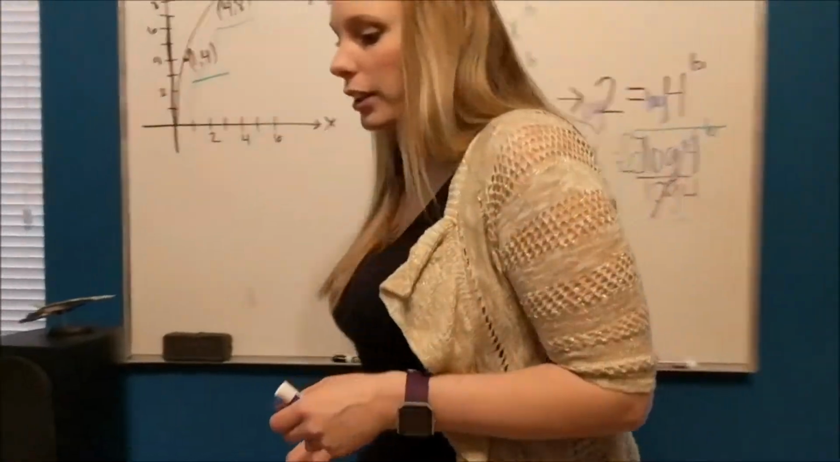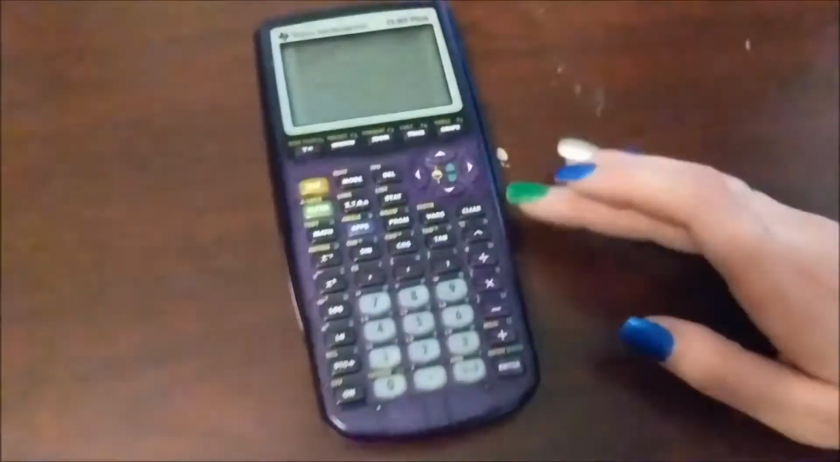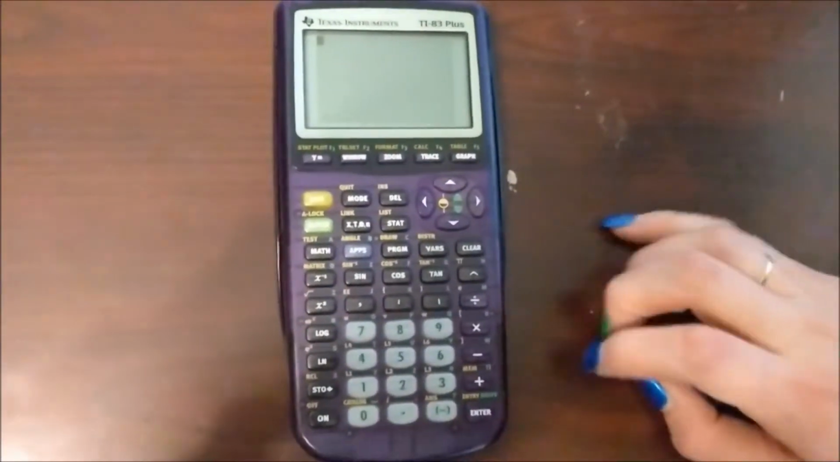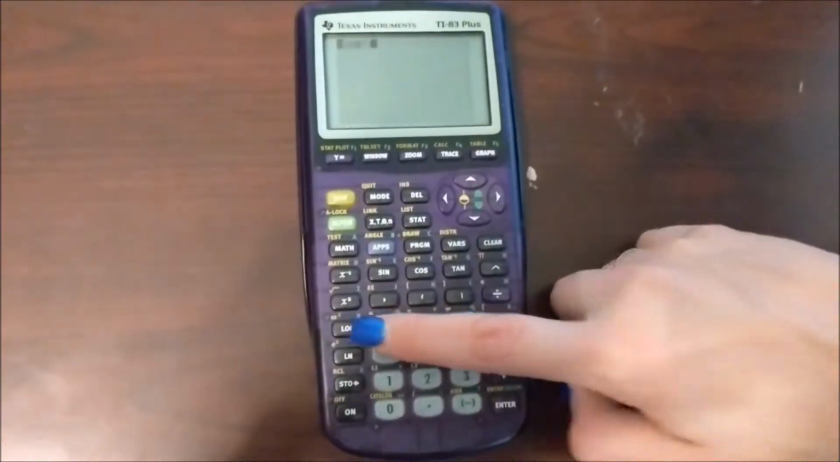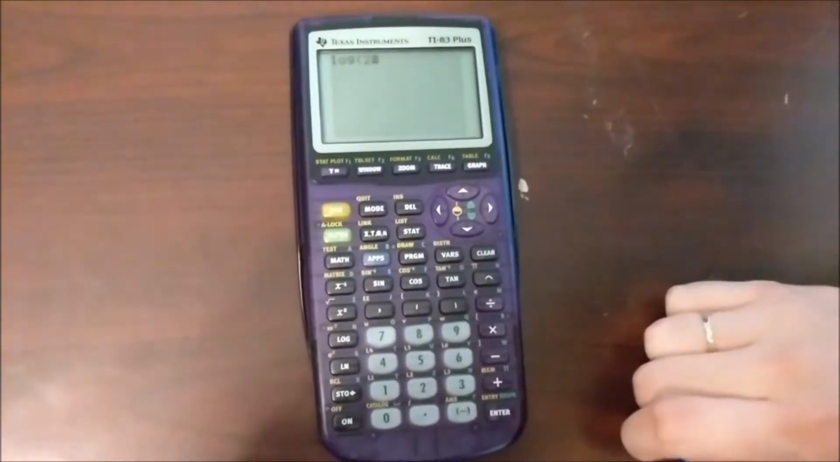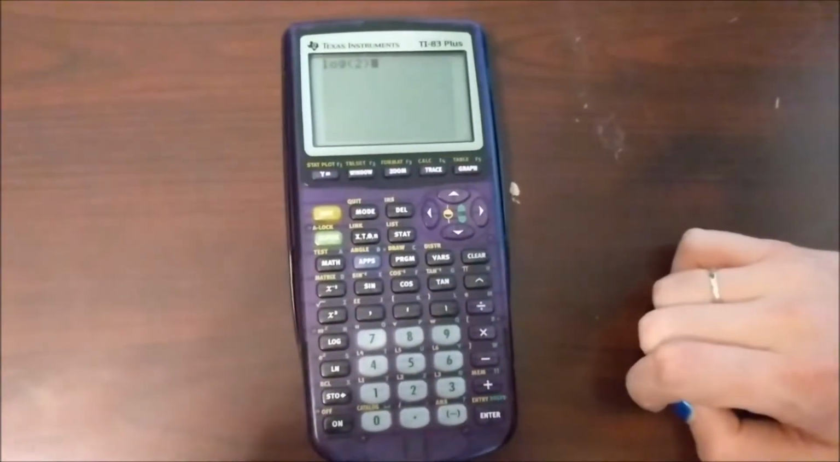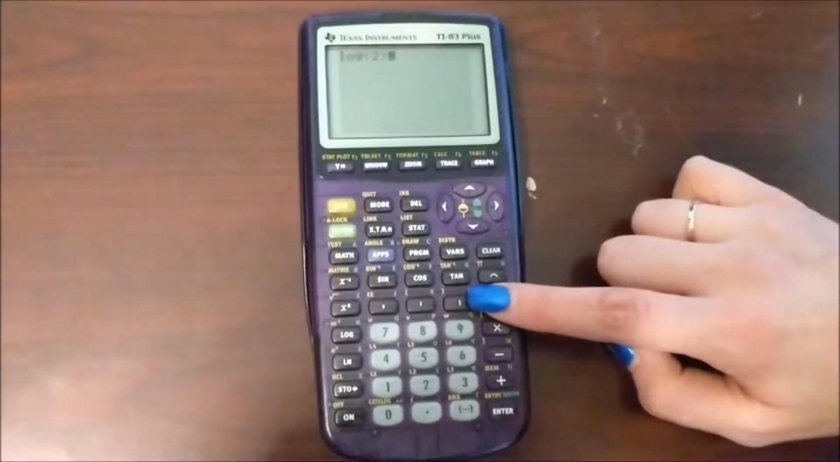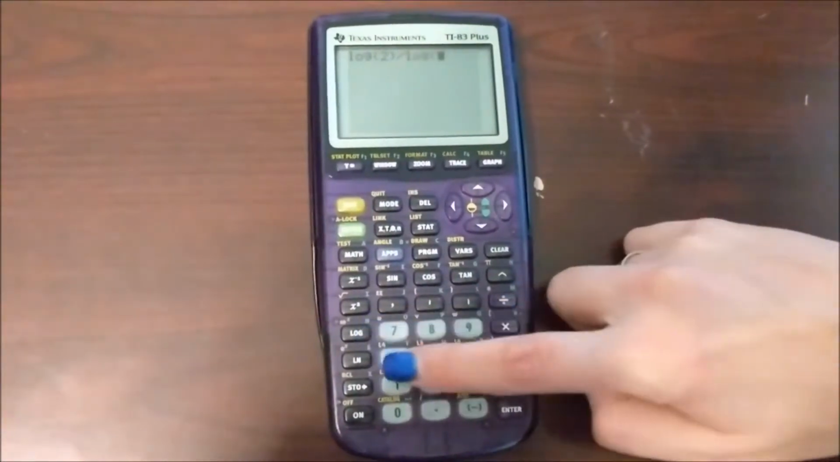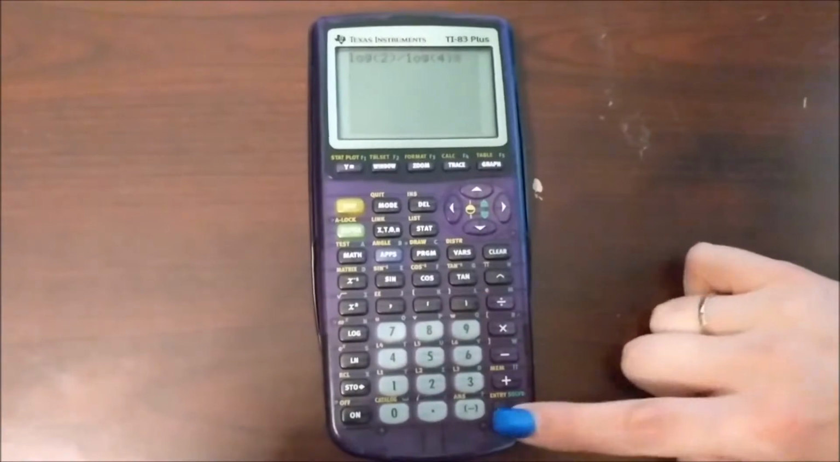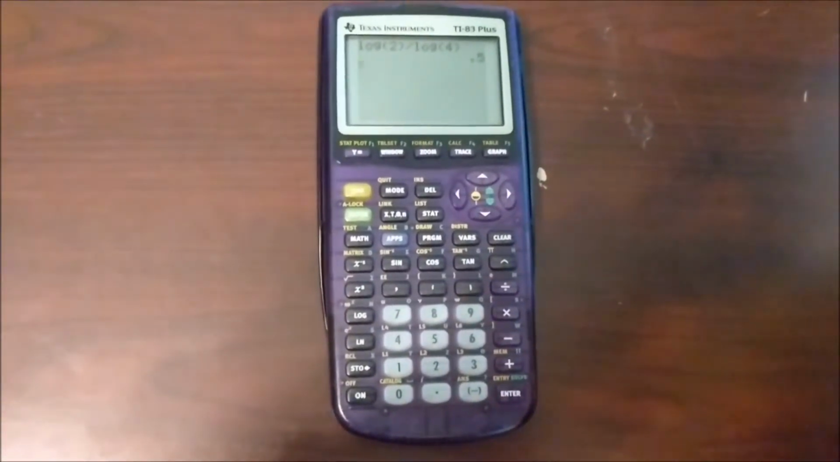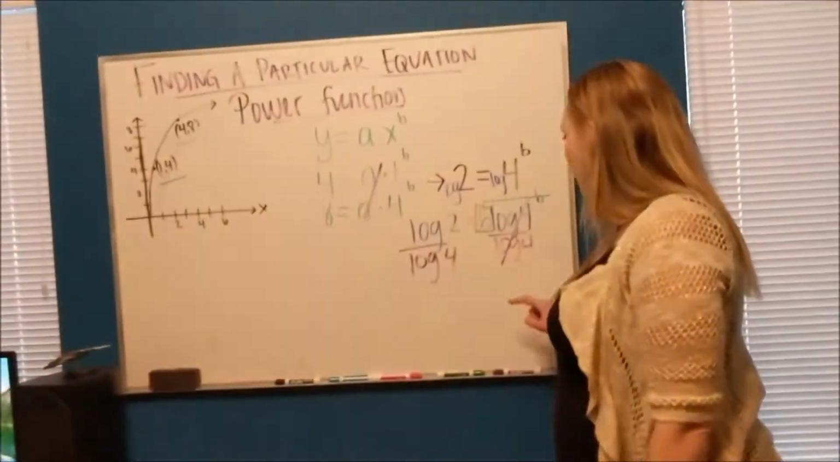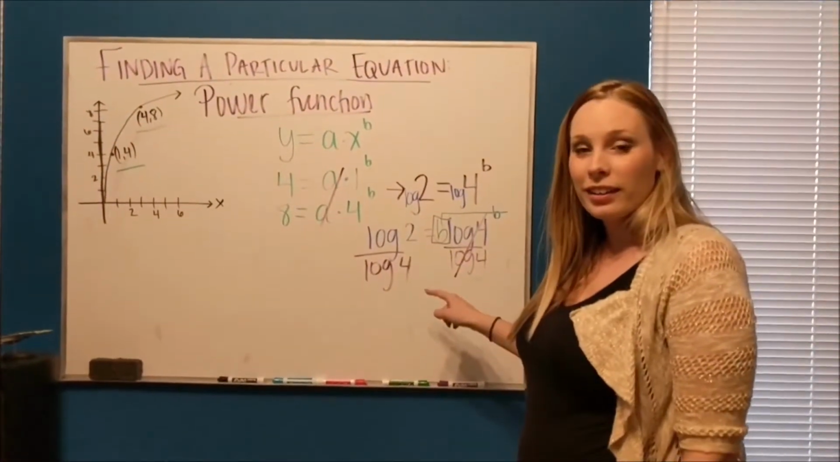So let's take our calculator. Log button is right here, so I'm going to say log of 2. I'm going to close my parentheses to say I'm done with that operation. Divided by log of 4, and we get 0.5. We just found the letter b.